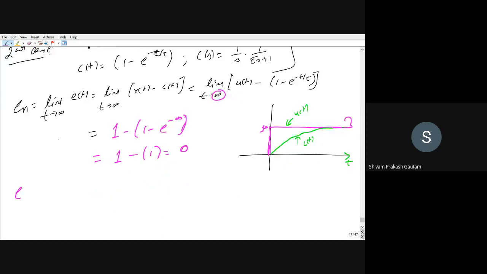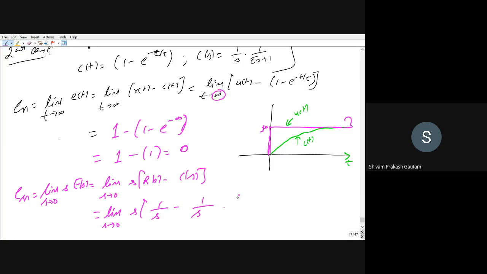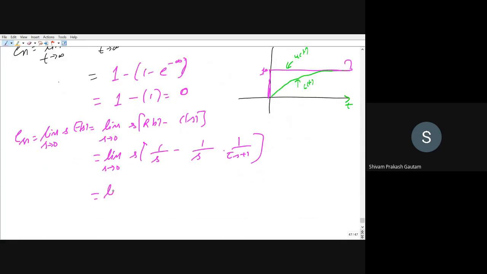You can also calculate by the final value theorem. So this will be equal to limit s tends to 0 of s E(s), which is limit s tends to 0 of s times R(s) minus C(s). So limit s tends to 0 of s R(s) is how much? 1 upon s, minus C(s), which is 1 upon s into 1 upon tau s plus 1. If you take the s inside the bracket, this will be limit s tends to 0 of 1 minus 1 upon tau s plus 1. If you put the limit s equal to 0, this will be 1 minus 1 upon tau multiplied by 0 plus 1. So this will be 1 minus 1, which is equal to 0.